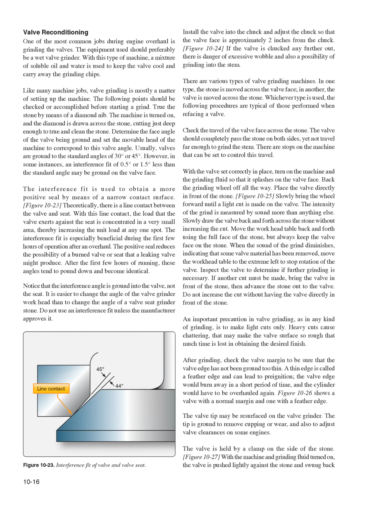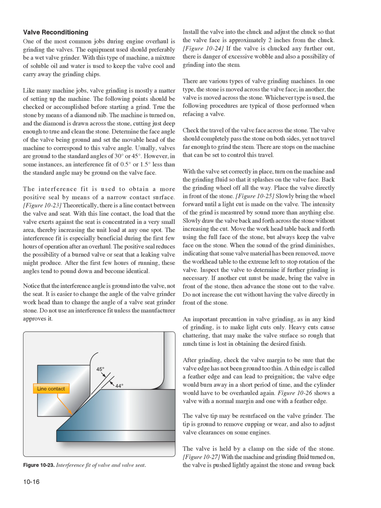Valve reconditioning. One of the most common jobs during engine overhaul is grinding the valves. The equipment used should preferably be a wet valve grinder. With this type of machine, a mixture of soluble oil and water is used to keep the valve cool and carry away the grinding chips. Like many machine jobs, valve grinding is mostly a matter of setting up the machine. The following points should be checked or accomplished before starting a grind.